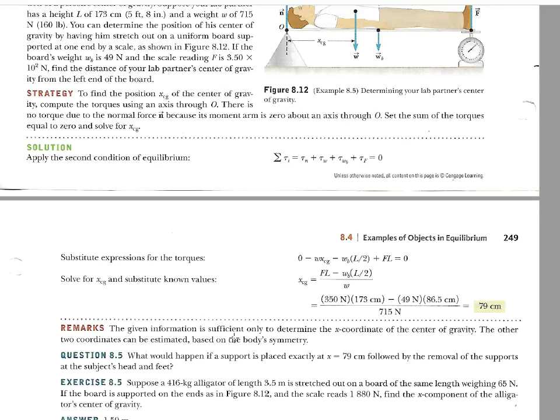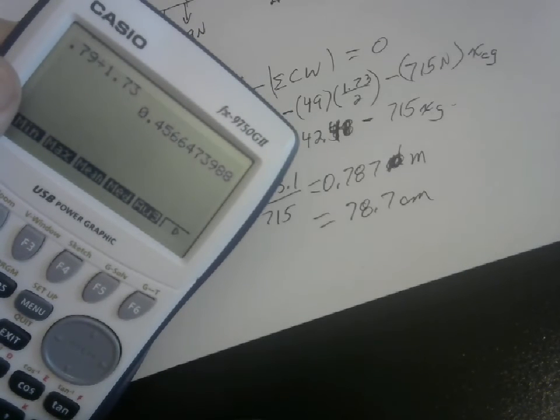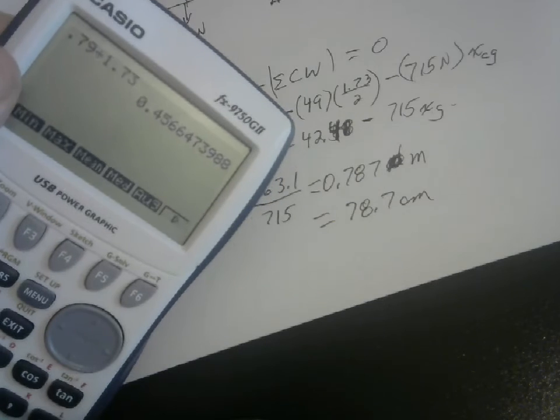The given information is sufficient only to determine the x-coordinate of the center of gravity, so the height above his feet or below the top of his head. The other two coordinates can be estimated based on the body symmetry. Question 8.5. What would happen if a support is placed exactly at x equals 79 centimeters, followed by the removal of the supports at the subject's head and feet? With 79 centimeters, where is that? It's about 46% of the way from his head to his toes.